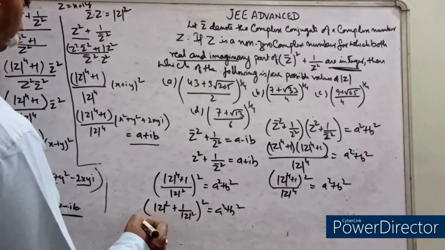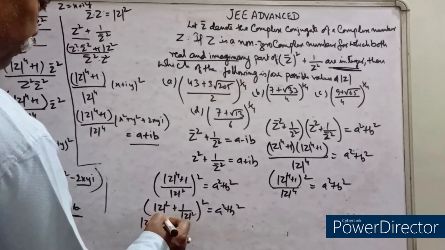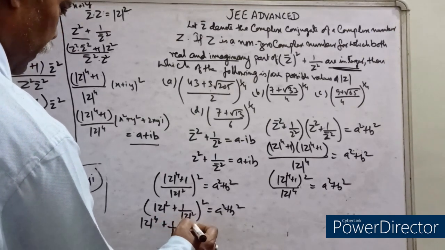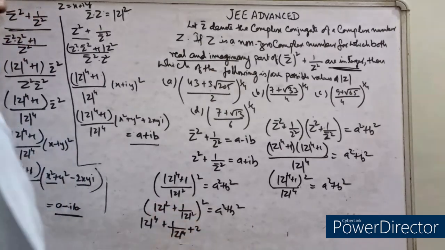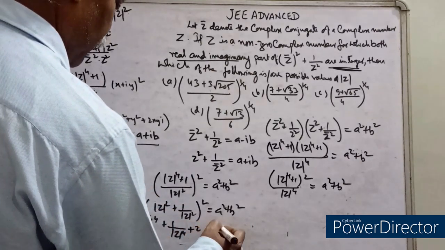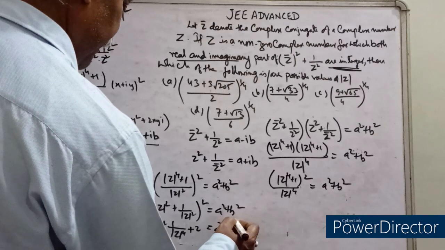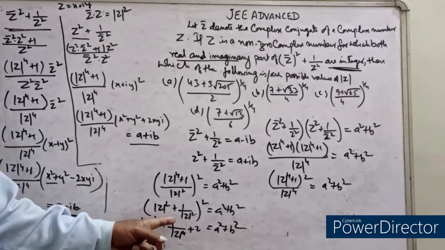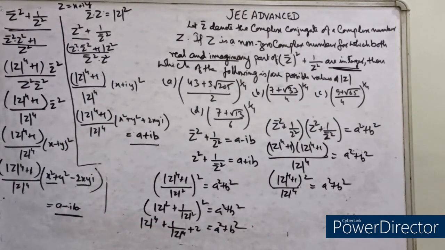So the result comes out to be (modulus Z⁴ plus 1) by modulus Z⁴ plus 2AB, that is 2, is equal to A square plus B square. So this is the last result I got here, that is (modulus Z⁴ plus 1) by modulus Z⁴ plus 2 is equal to A square plus B square. This is the last result. So now I had no other option.